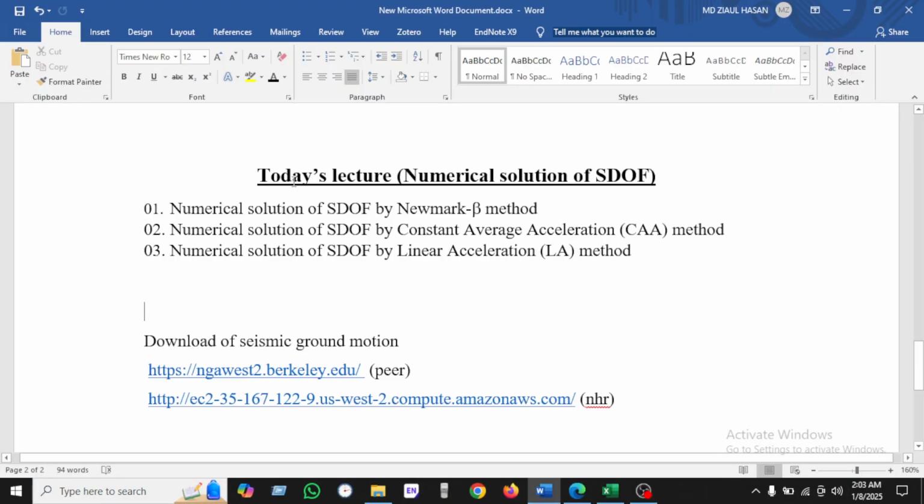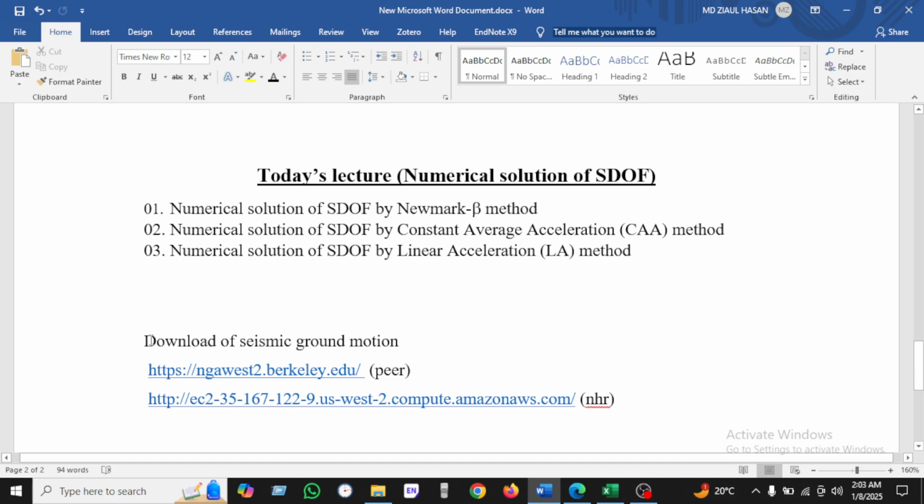Hello everyone, today I will deliver a lecture on numerical solution of SDOF. SDOF means single degree of freedom. Firstly I will cover the numerical solution of single degree of freedom by the Newmark-Beta method, then by the constant average acceleration method, which is called the CAA method, and then by the linear acceleration method, which is the LA method.